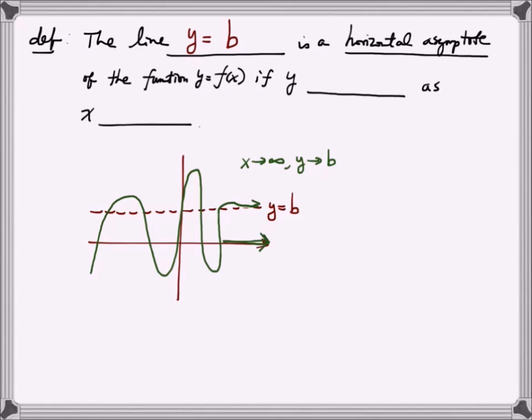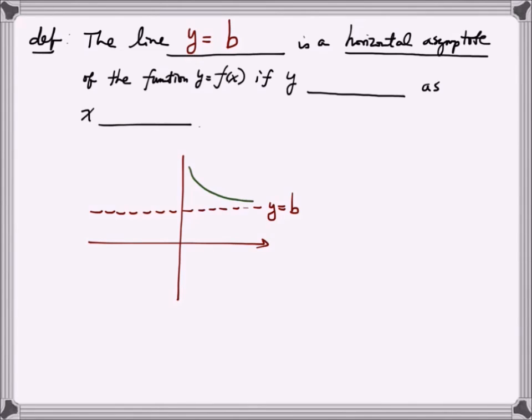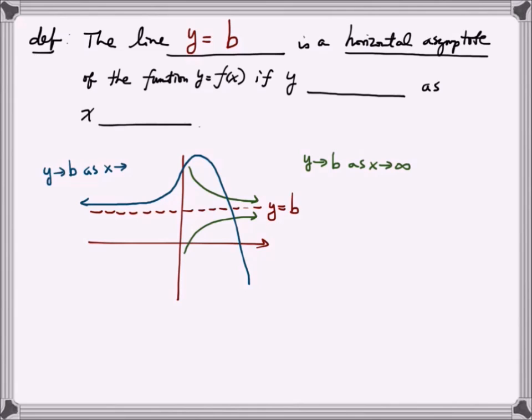If we only focus on long-term behavior, then we can think of the graph as just doing this or that. In both situations, I would say that y goes to the value b as x approaches infinity. On the other hand, you could also have the situation where the graph does this on the opposite side of the x-axis, which means that the function goes to the value b as x goes to negative infinity.